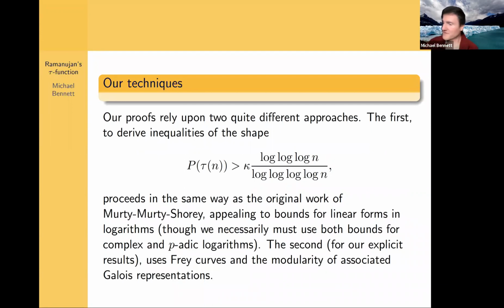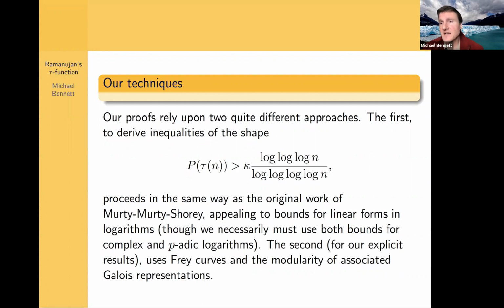So let me give a brief executive overview summary of how we approach these. There are two different types of results. One is the one with many logs, and that is going to proceed essentially by fairly straightforward arguments about recursion sequences combined with results. We have to use both Archimedean and non-Archimedean logarithms, so linear forms, so transcendental number theory, and again, this was pioneered for this kind of problem by Murty and Shorey.